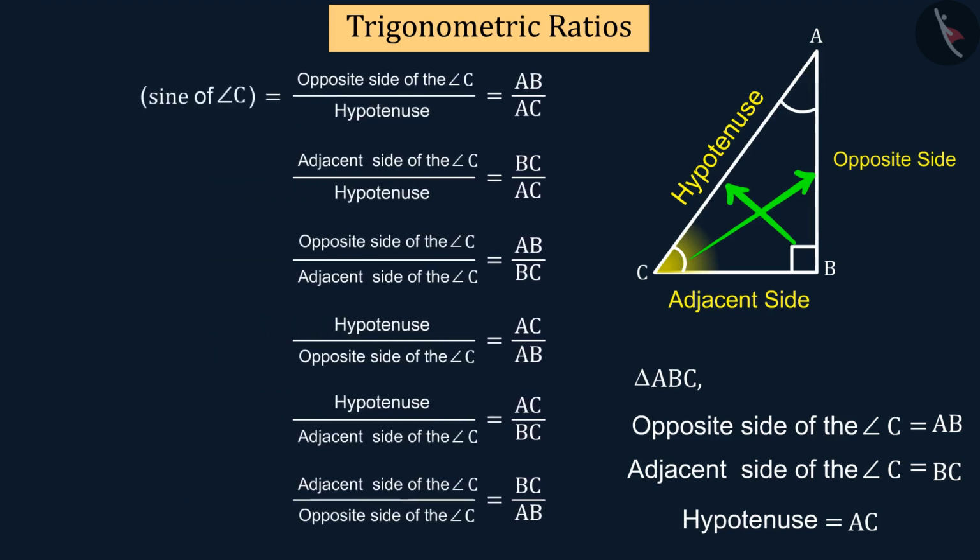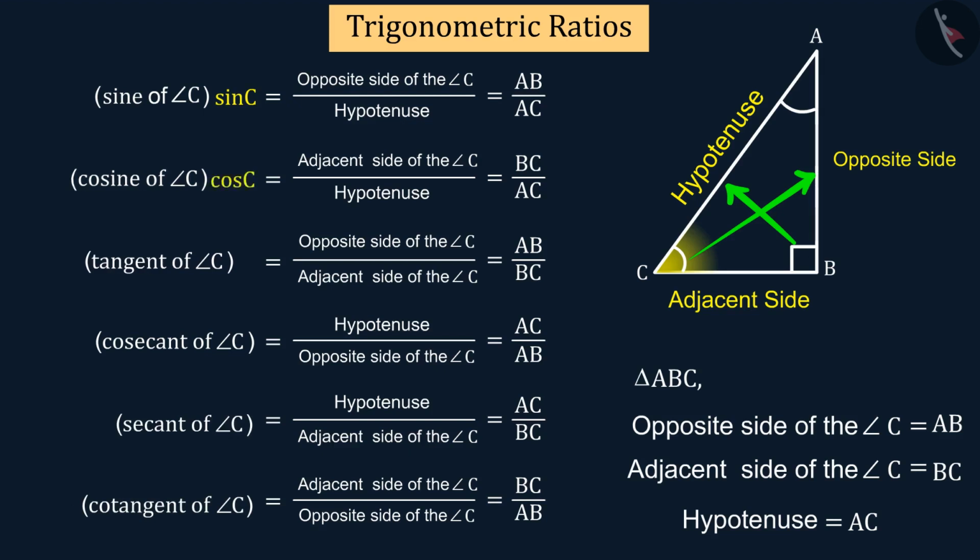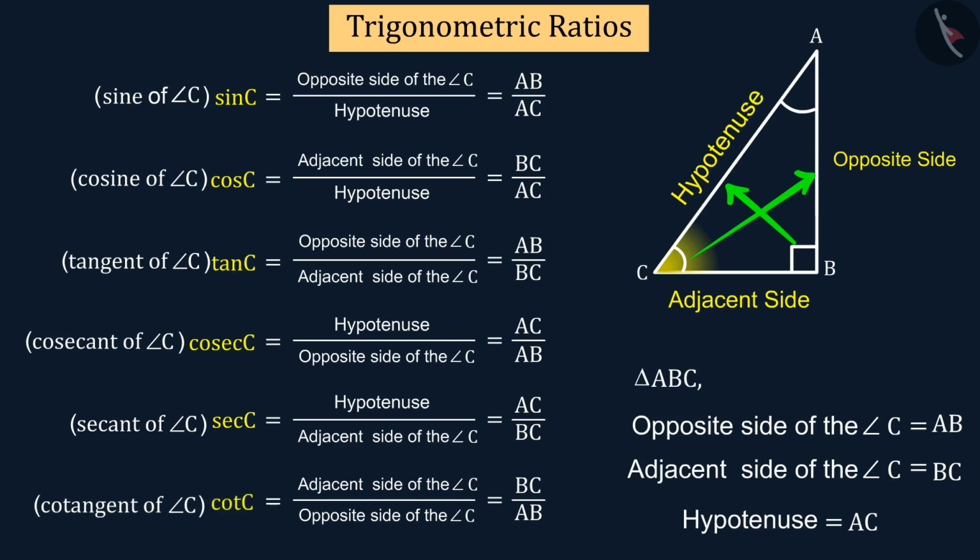we call sine of angle C, cosine of angle C, tangent of angle C, cosecant of angle C, secant of angle C, and cotangent of angle C respectively. And in short forms, we show these with sin C, cos C, tan C, cosec C, sec C, and cot C. These are known as trigonometric ratios of angle C.